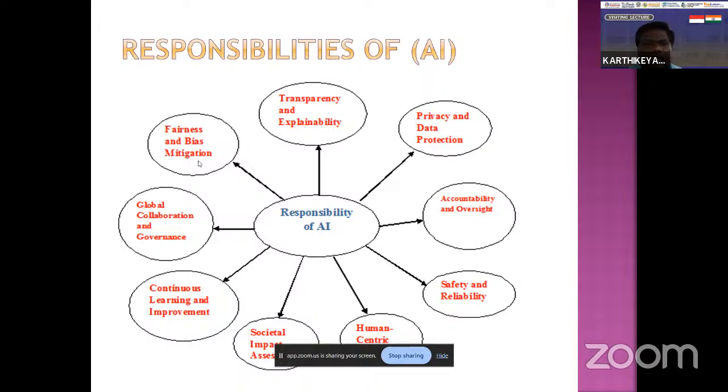And the next responsibility is global collaboration and governance. Given the global nature of AI and its impacts, international collaboration and governance mechanisms are essential to address the challenges and to ensure responsible AI development and deployment. So these are the responsibilities of AI.